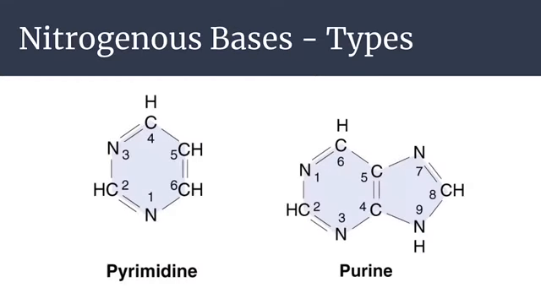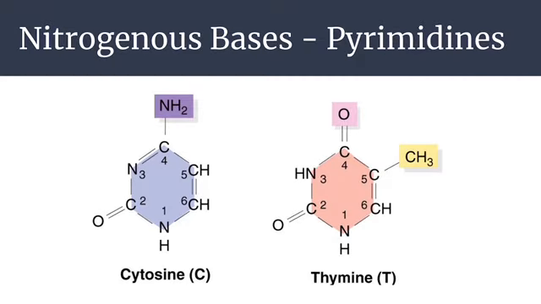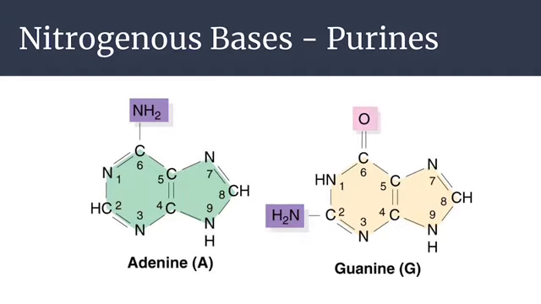The next part of a nucleotide is the nitrogenous bases, in which there are 2 types, pyrimidines and purines. Pyrimidines consist of cytosine and thymine, and purines consist of adenine and guanine.